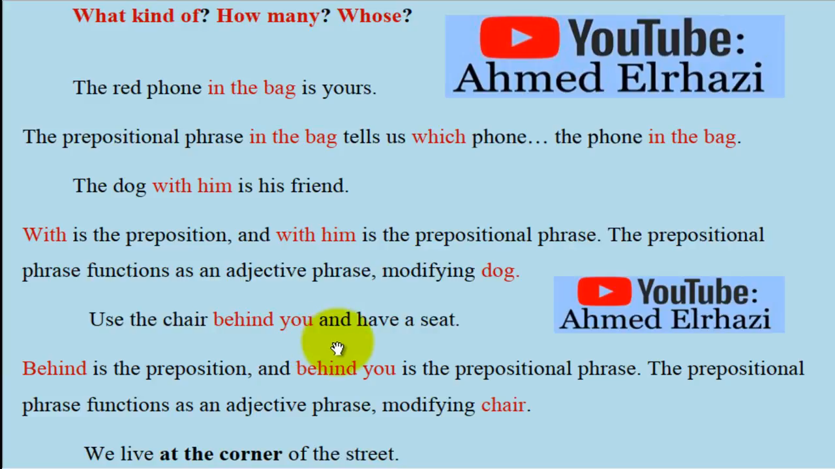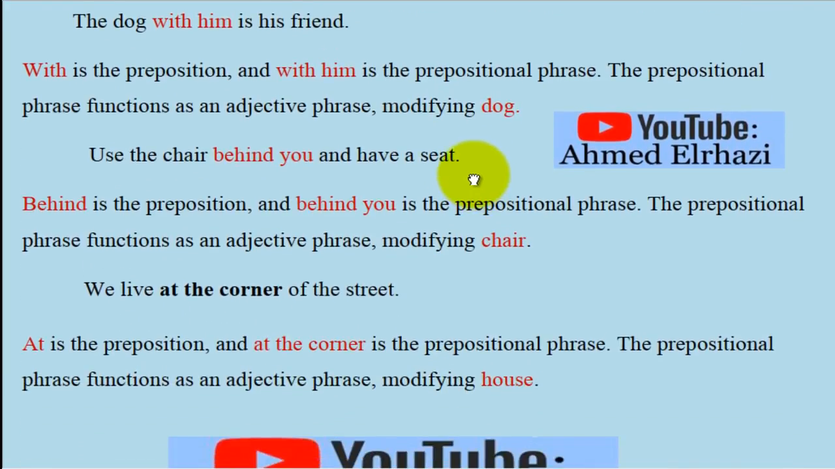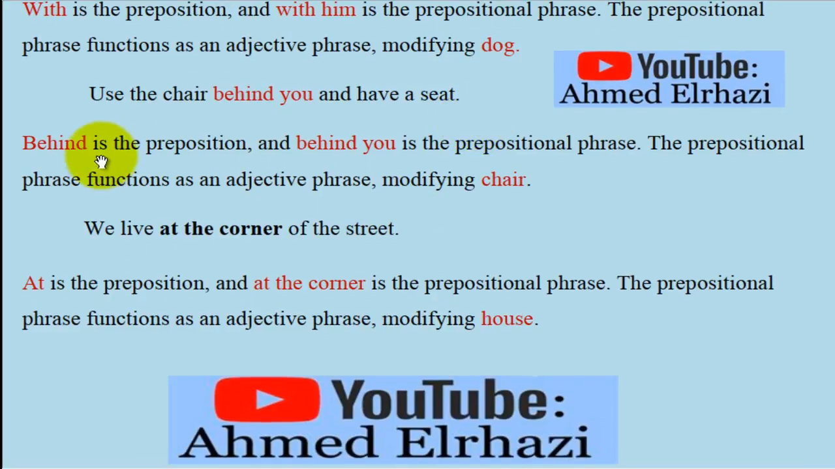Use the chair behind you and have a seat. Behind is the preposition, and behind you is the prepositional phrase. Again, preposition plus pronoun, very easy now. The prepositional phrase functions as an adjective phrase. Why? Because it modifies the word chair, not just any chair: the chair behind you.